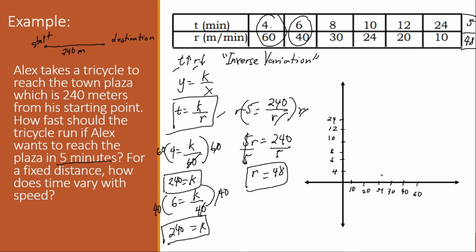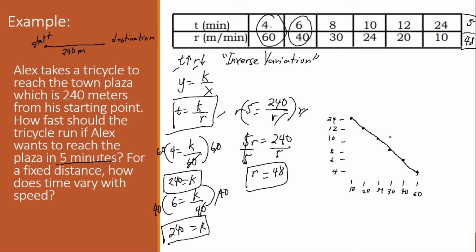So, mag-start tayo sa 4 and 60. So, dito siya nag-start. Then, 6 and 40. Tapos, 8 and 30. Tapos, 10 and 24. Tapos, 12 and 20. Then, 24 and 10. Then, connect the points. So, ganyan naman yung itsura ng ating inverse variation.